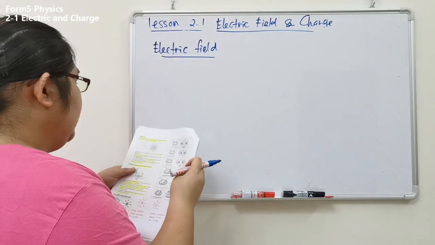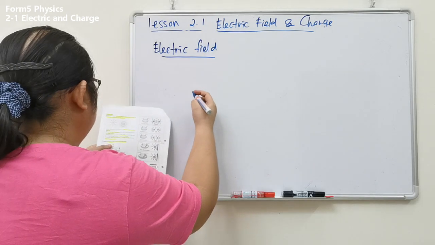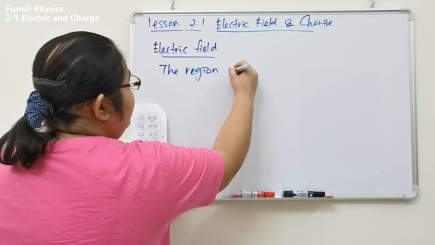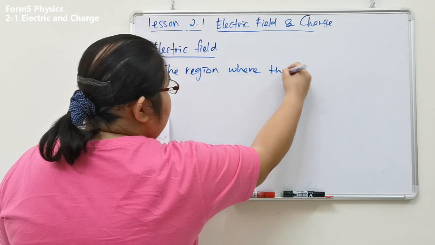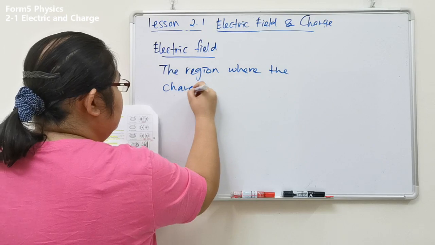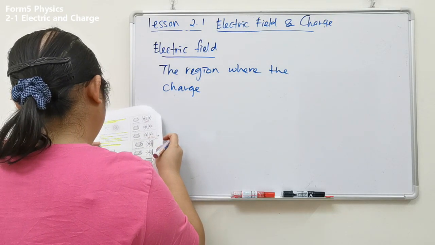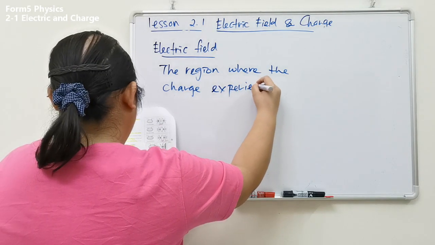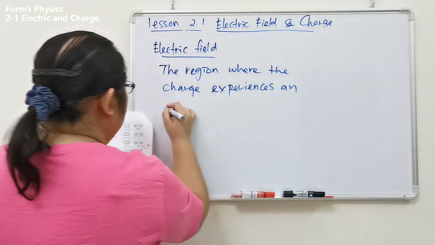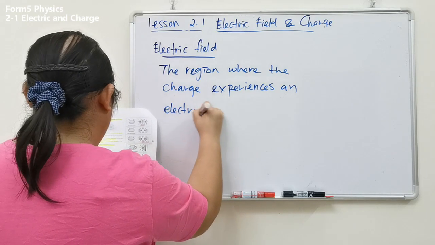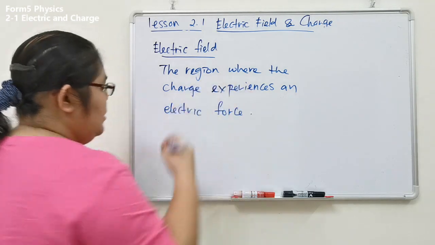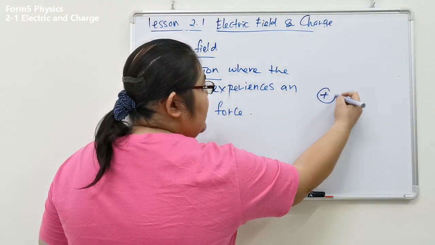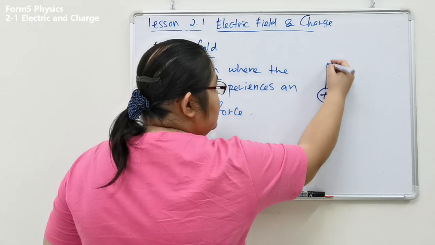Okay, the actual definition is the region where the charge experiences an electric force. Okay, so that means the region, the area. So this one is positive, and I mean this area. So I draw first.